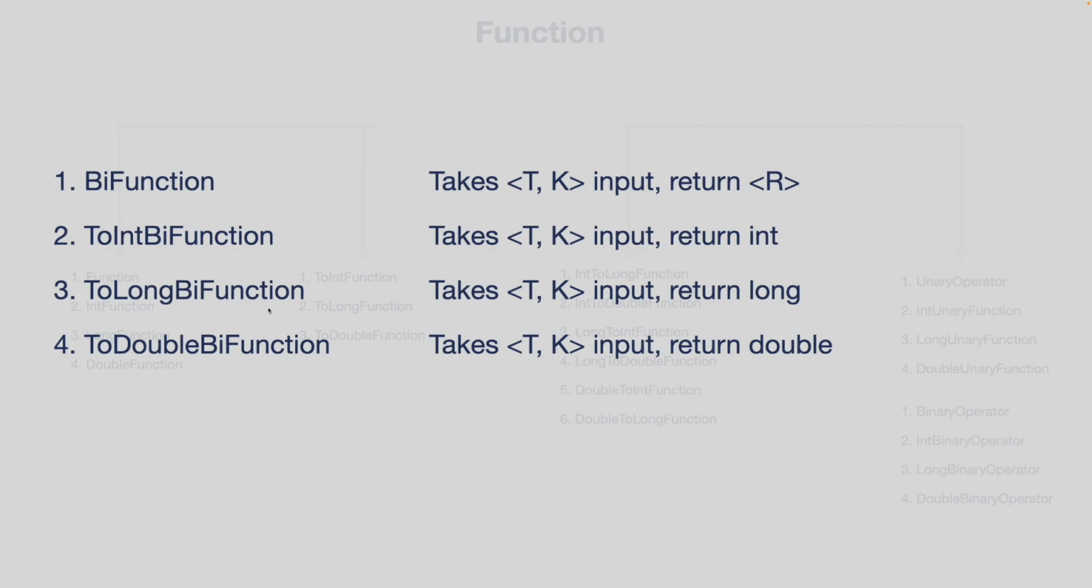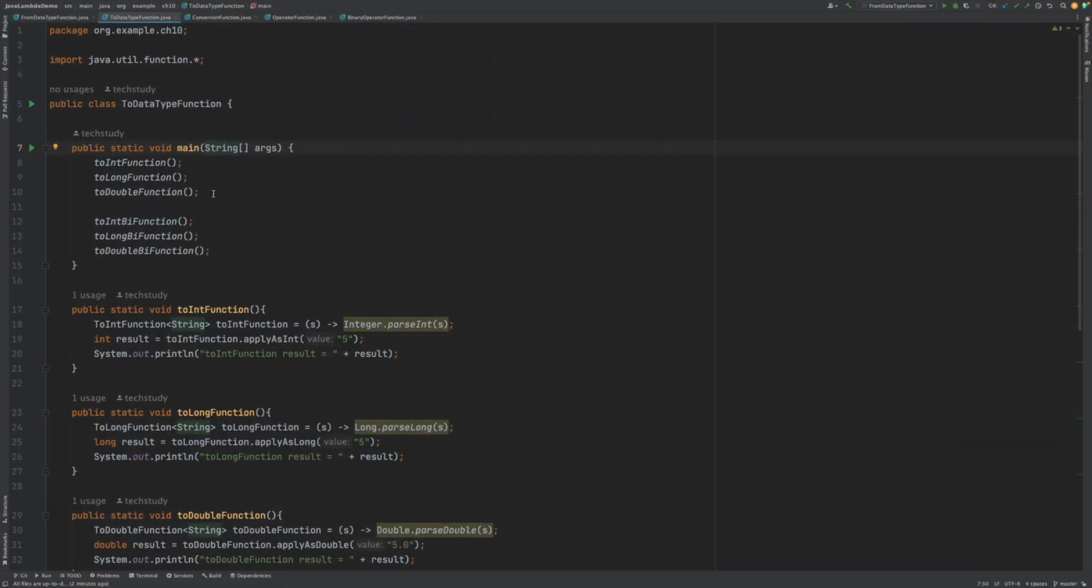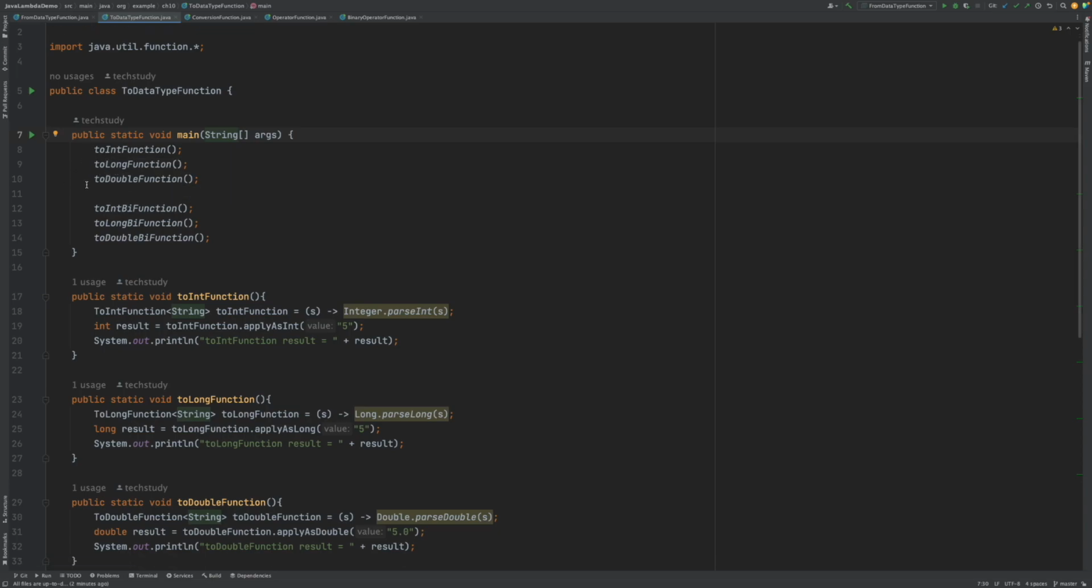ToLong by function is basically we are taking two inputs t and k and returning long, and toDouble by function we are taking t and k as input and returning the double. Let's see the implementation of all these functions. So I have implemented only the toInt, toLong, or toDouble, and same for the by. I'm skipping the by function and the simple function because we already discussed them in the previous session.